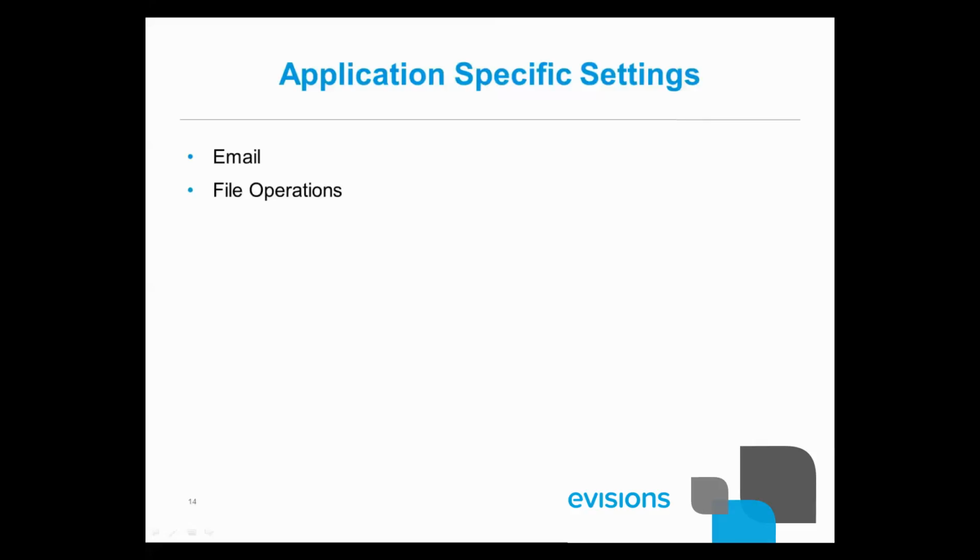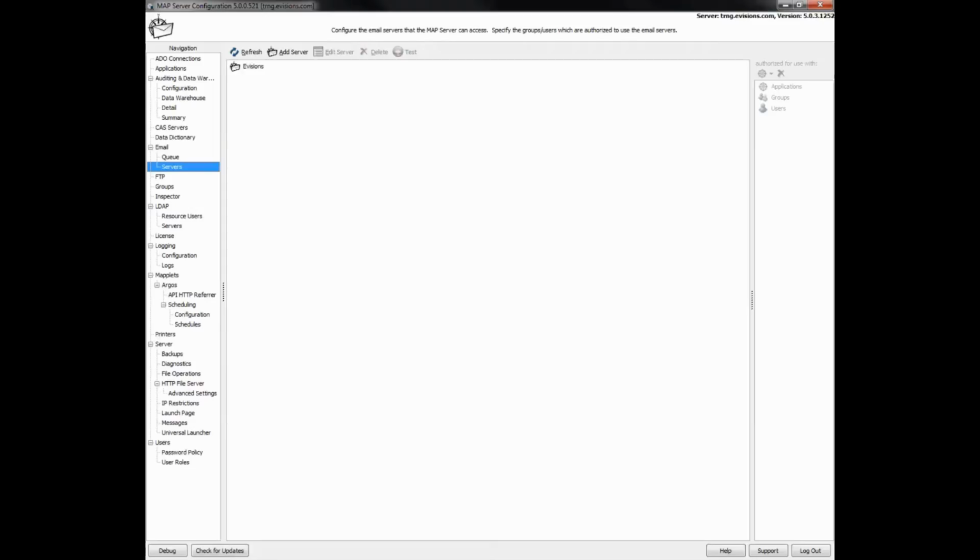Next, we're going to discuss the application-specific options that give users more flexibility in MAPS. This includes email and file operations. So let's go over the email. To add in an email server, go to the Email section and Servers. Click on Add Server.